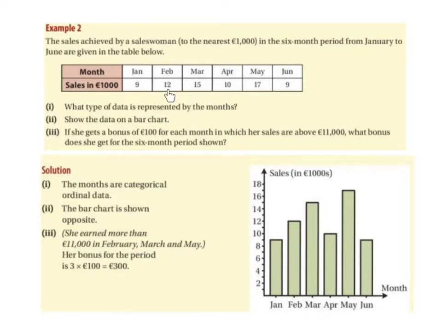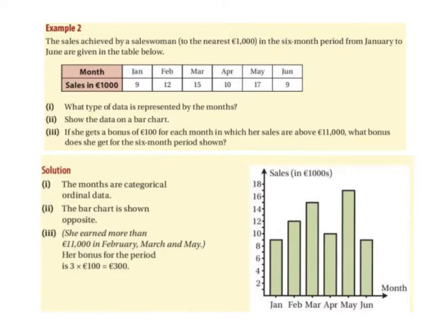In February, there was €12,000 sales. In March, there was €15,000 sales, and so on. Part 1. What type of data is represented by the months? The months are categorical, ordinal data. So categorical because it's word data, and ordinal because it can be ordered. January, February, March, April, May, June.